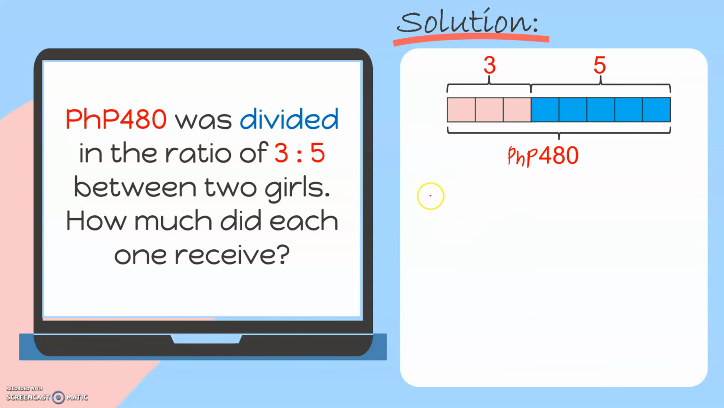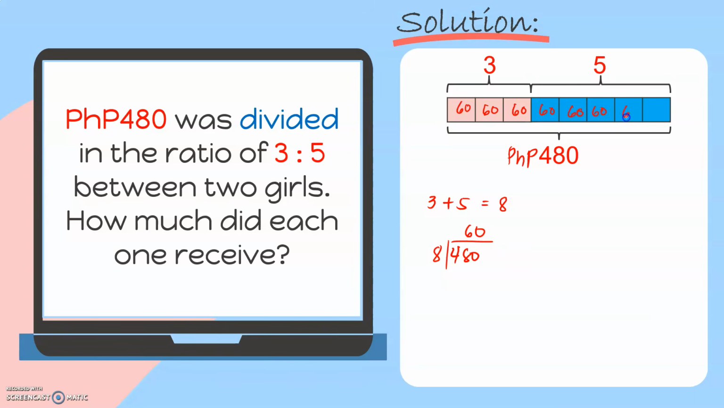And for us to do that, we will add first the number of parts the whole was divided into. So that will be 3 plus 5, that's equal to 8. Then let's divide the whole, which is 480, by 8. And that will give us 60. So that means each part here is equal to 60.